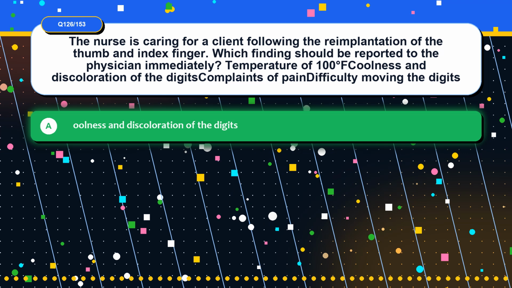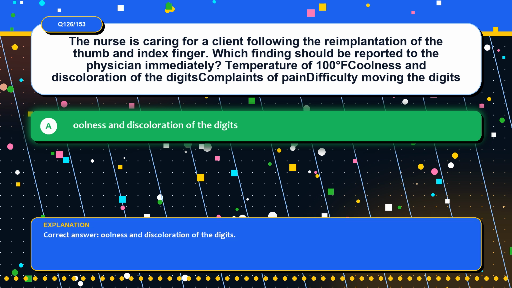The correct answer is option A. Coolness and discoloration of the digits.